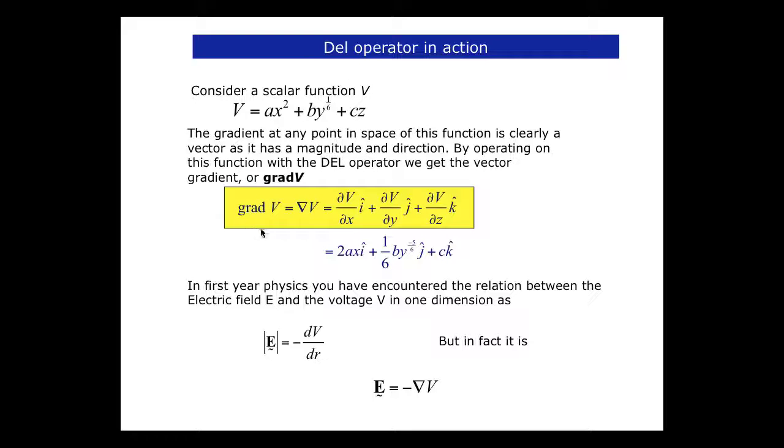Consider, for example, the following scalar function. By taking the corresponding partial derivatives, we obtain the gradient of that function shown here. The gradient is a vector. Formally, it looks like a product of the vector del and the scalar v. From first-year physics, you should remember that in one-dimensional case the electric field is given by derivative of electrostatic potential or voltage in respect to coordinate r. In the three-dimensional space, electric field vector is given by the negative gradient of electrostatic scalar potential v.